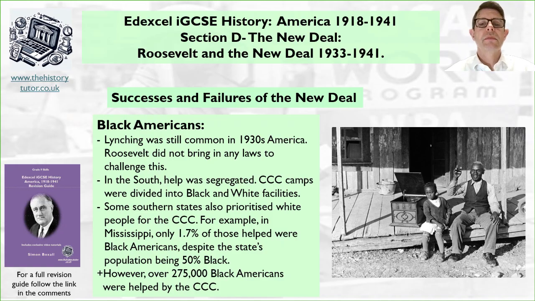CCC camps were divided into black and white facilities. Some southern states also prioritised white people for the CCC. For example, in Mississippi, only 1.7% of those helped were Black Americans, despite the state's population being 50% black. However, over 275,000 Black Americans were helped by the CCC.